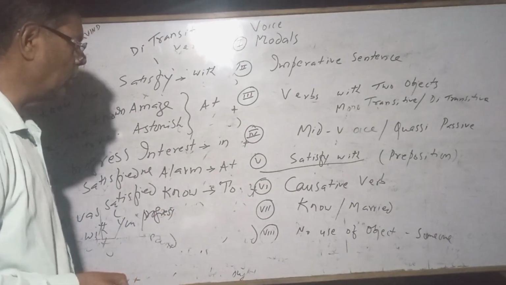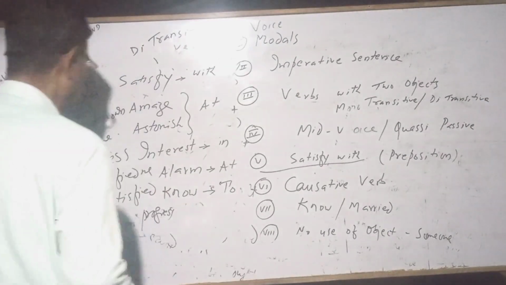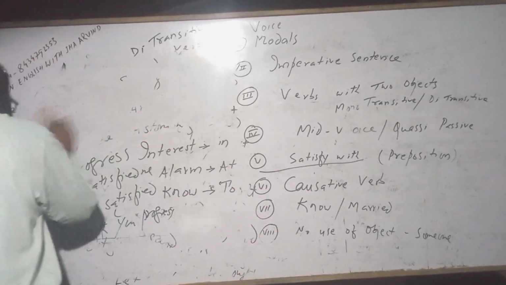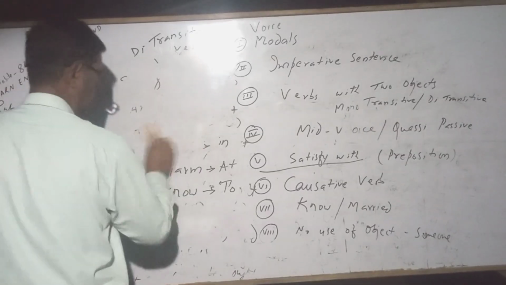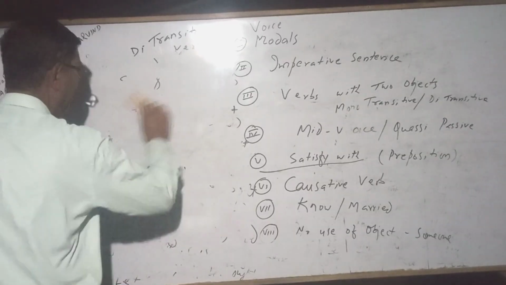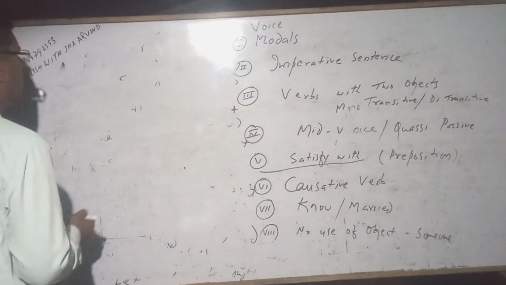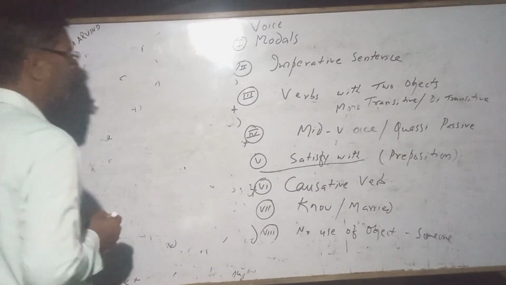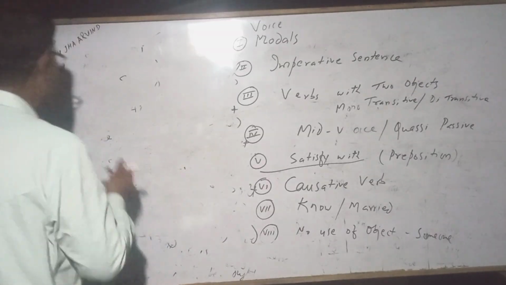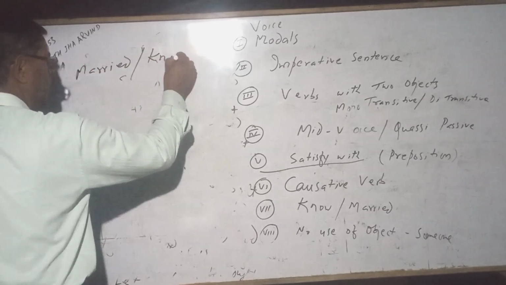So one thing ahead, I would like to tell you. As I taught you earlier also, there are two verbs. The verbs are married and know. It takes two prepositions in the beginning of the sentence. Look here. Married and know. Look here.